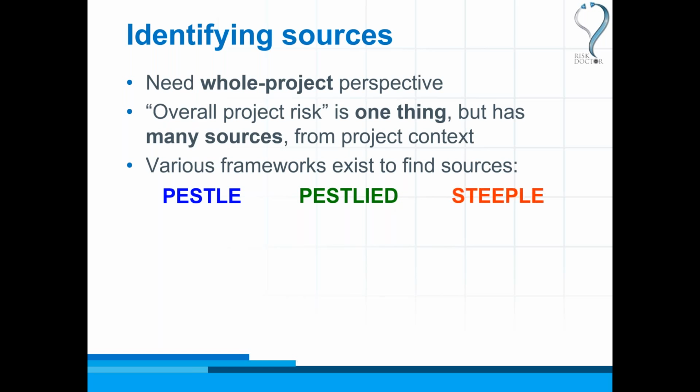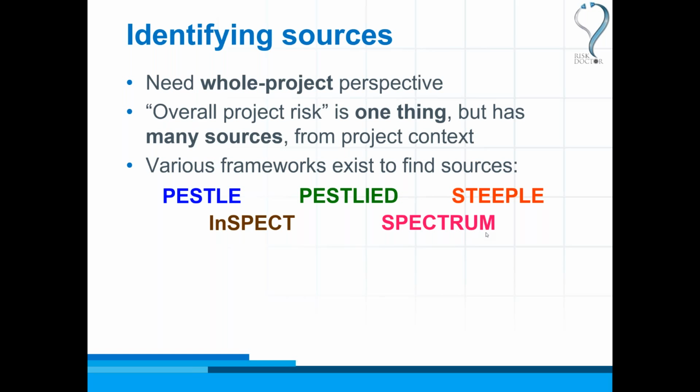There's another one called STEEPL, which is the same as PESEL, but with an extra E. The extra E is ethics. So we have social, technical, economic, environmental, political, legal, and ethical sources of risk. Then we have others, INSPECT, which includes innovation and communications. Then we've got SPECTRUM, which includes social, political, economic, competitive, technical and regulatory uncertainty, and market sources.